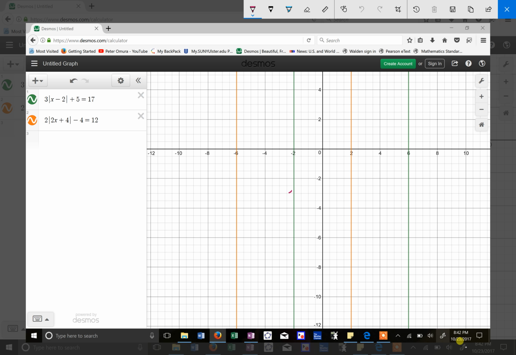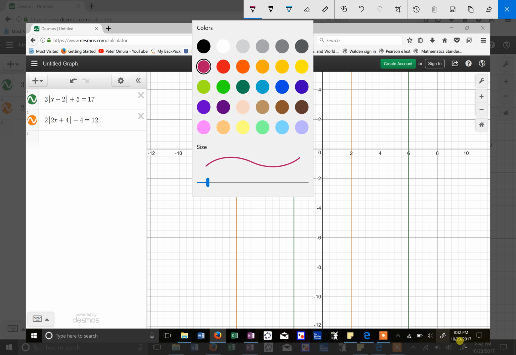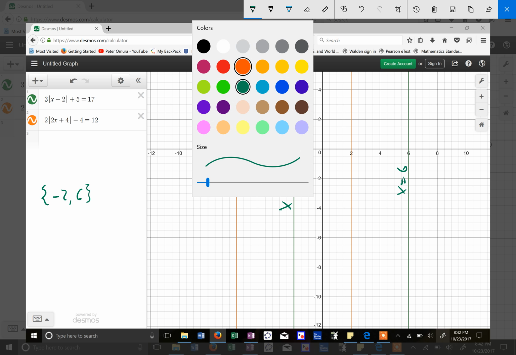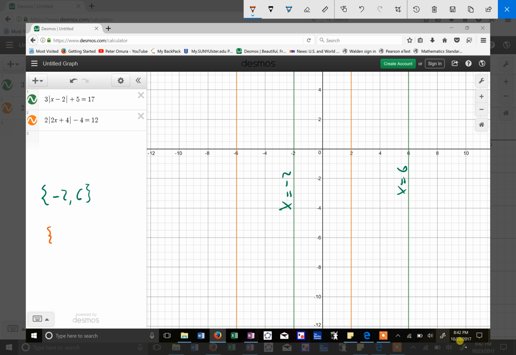This is the line x equals negative 2. This is the line x equals 6. And remember, my solution set for the very first question was negative 2 and positive 6. And my solution set for my second question was negative 6 and positive 2.